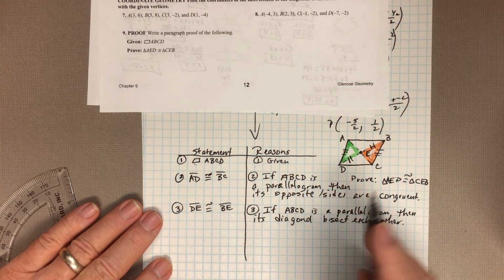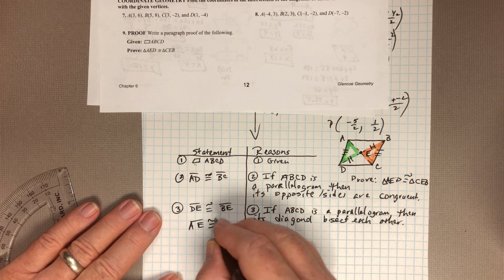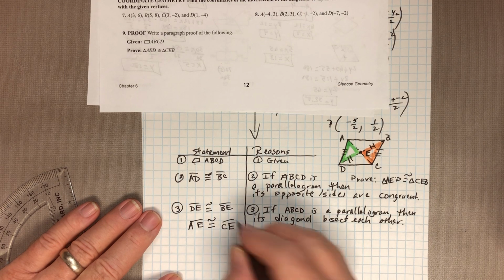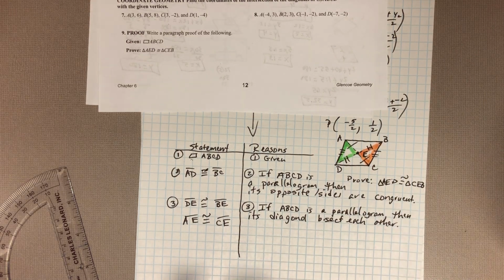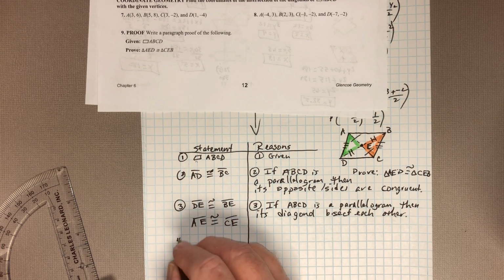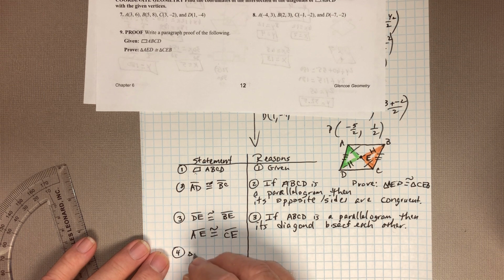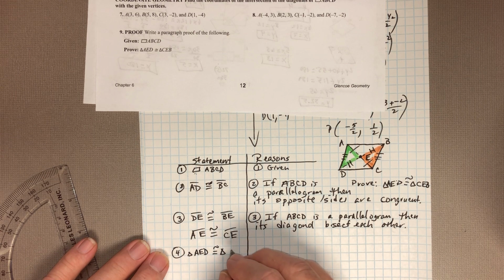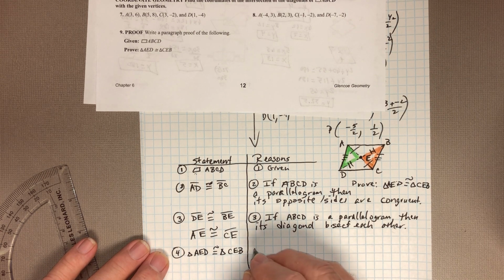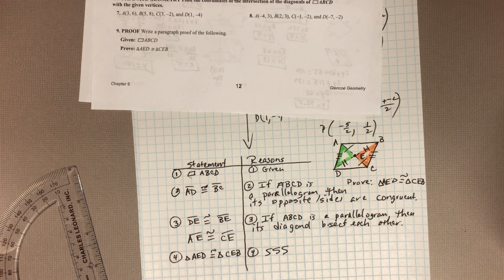Well, that also means that segment AE would be congruent to segment CE for the same reason, by the way. And if I put 1 tick mark on each of those two, then my next statement, statement number 4, would be that triangle AED is congruent to triangle CEB. And of course, the reason would be by the side, side, side triangle congruence postulate.